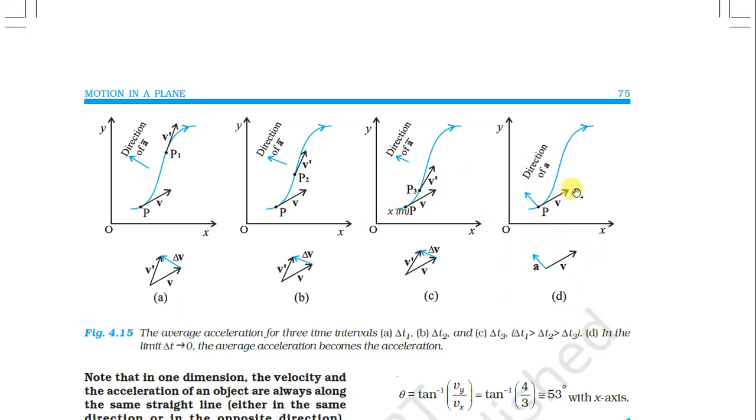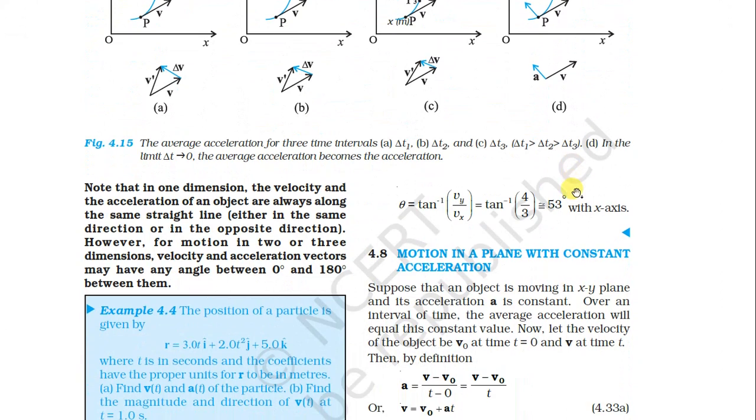So note that in one dimension, the velocity and acceleration of an object are along the same straight line, either in the same direction or in the opposite direction. However, in two or three dimensional motion, the velocity and acceleration vectors may have any angle between 0 and 180 degrees between them.